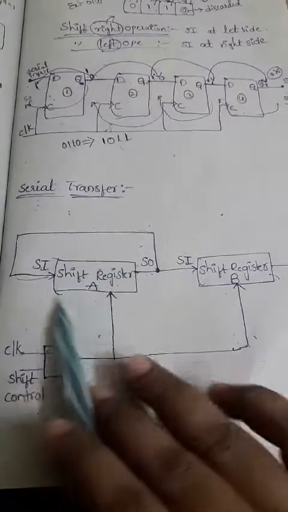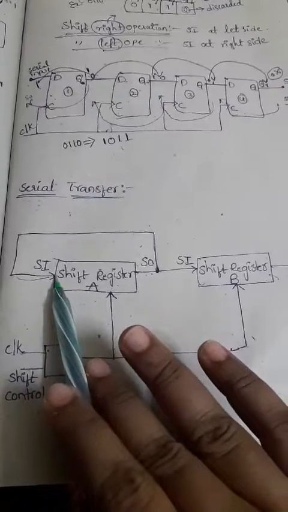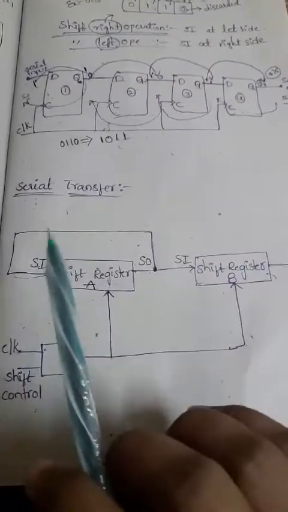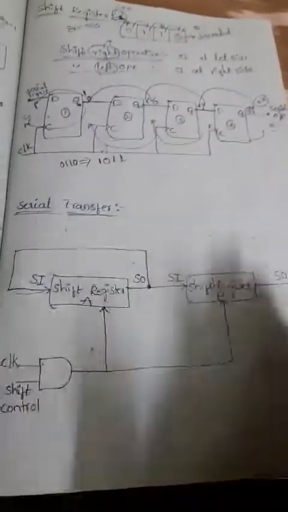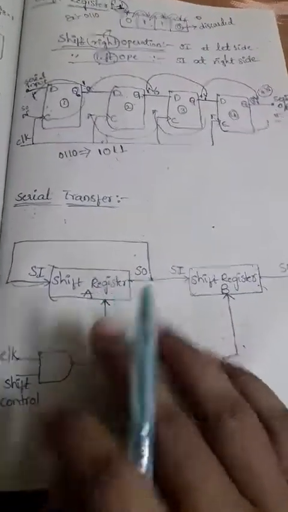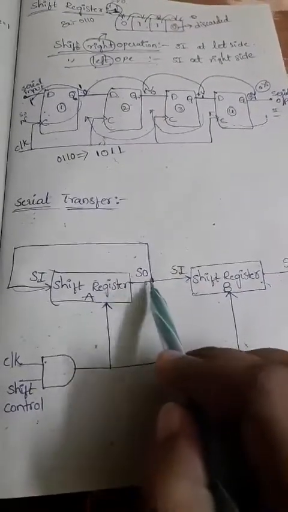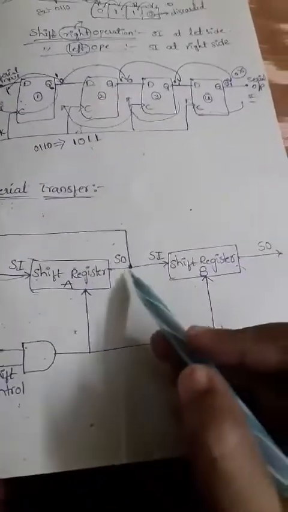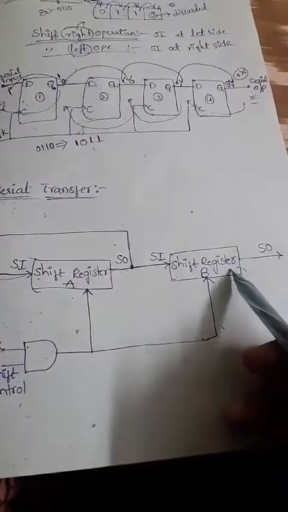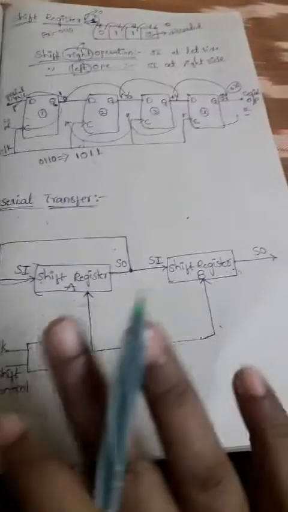Whatever output we are collecting from shift register A, again that will be given back to shift register A. Why we are giving the output again as input, with an example I will explain clearly. Don't get confused. So remember one thing, shift register A's output is given back as input to shift register A, as well as given as input to shift register B also. Okay, so this is the circuit diagram explanation.